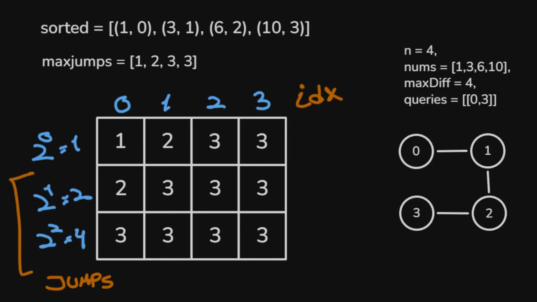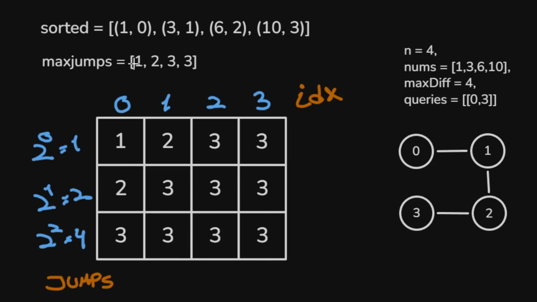Now, why do we want more rows here? Well, because for each query we will try to take the maximum possible number of jumps every time. You will see how this works in a few minutes, but for now, here we have 2 to the power of 1, which is equal to 2. If we take 2 jumps from index 0, we can reach index 2 as a maximum. And as you can see here, this makes sense.